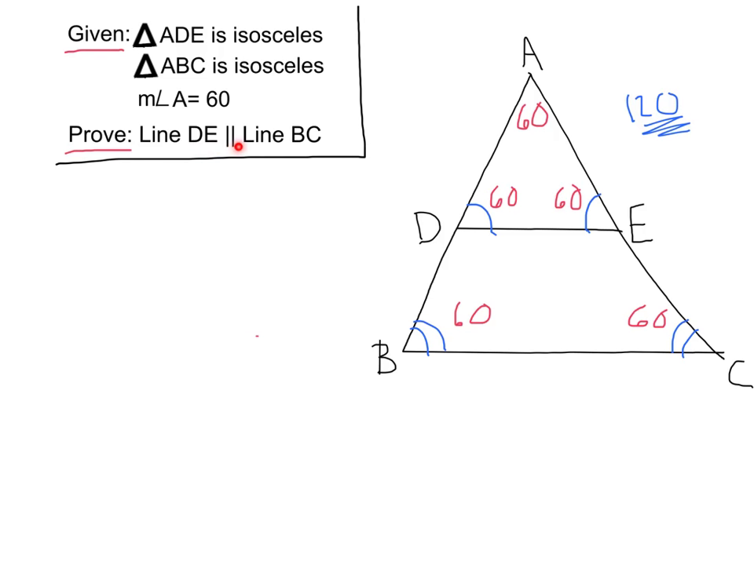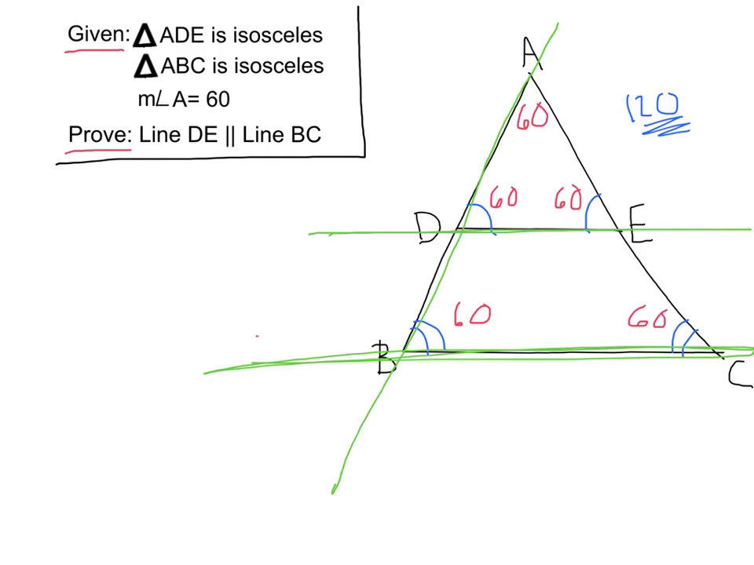We want to prove that line DE is parallel to line BC. This might be one of those situations where we have secret parallel lines and transversals. So let's go ahead and extend some of these lines out and see if we can picture anything. Let's extend this out here. Let's extend this out here. And then I'm just going to pick one of these because we've got kind of similar situations. Let's pick this line here on the left, and I'm going to extend that out there.